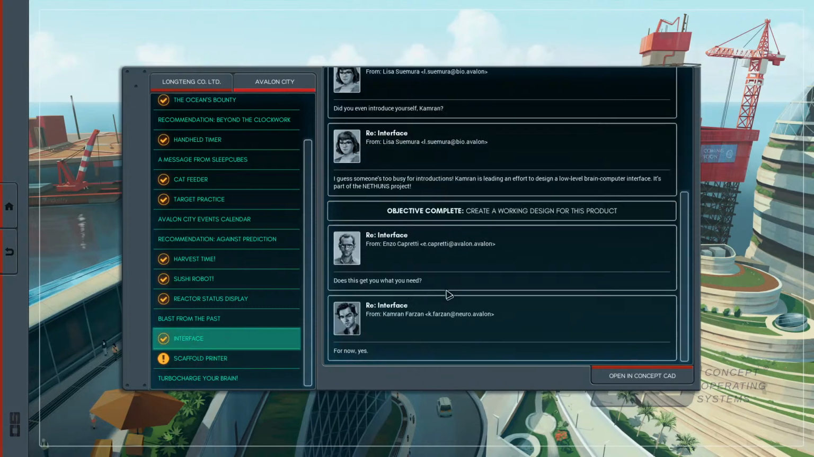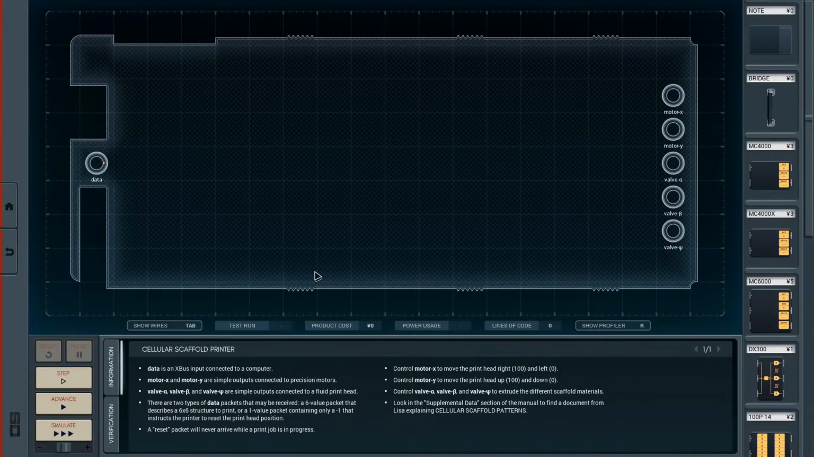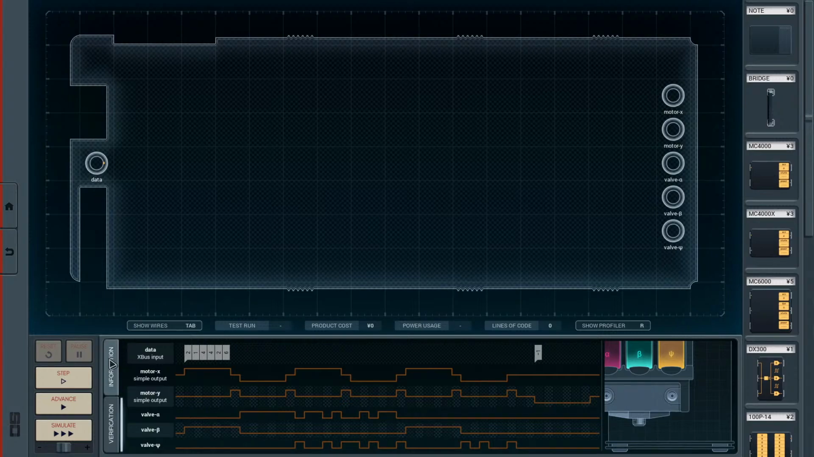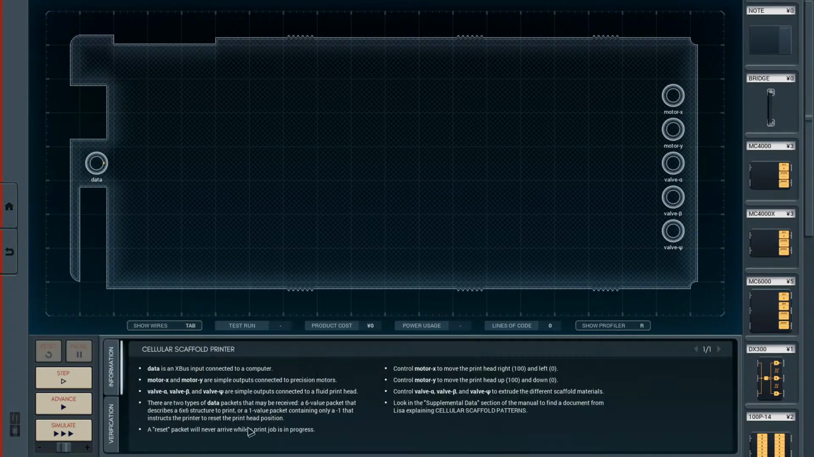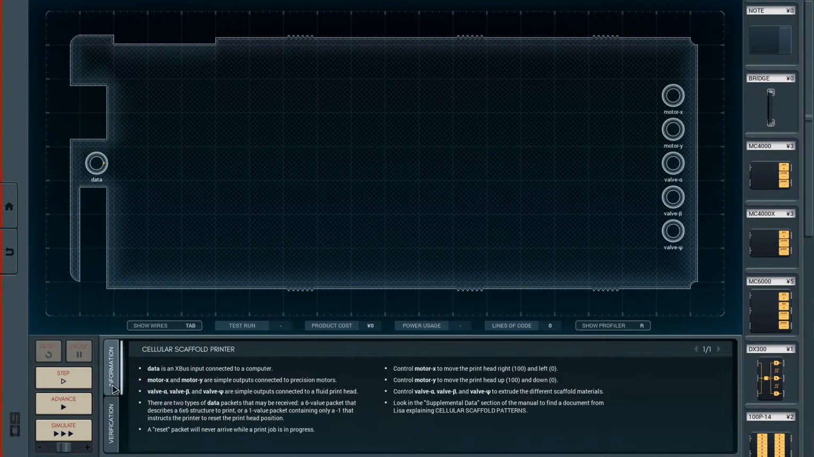So yes, that's sorted. And next time, let's have a quick peer at this. We have a thing for neural processing lattice complete with proper diagram. Excellent. We receive some kind of a packet and then drive motors in various directions in order to activate the alpha, beta and psi valves to extrude different scaffold materials. And we essentially can drive things in different directions, and this is actually a bit suspiciously similar to your printer.